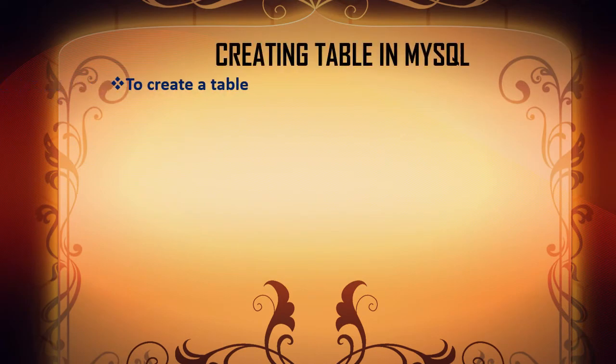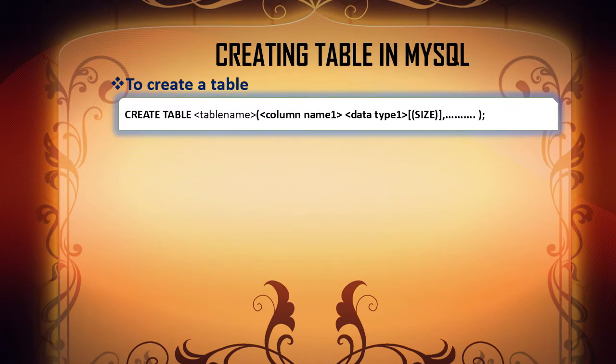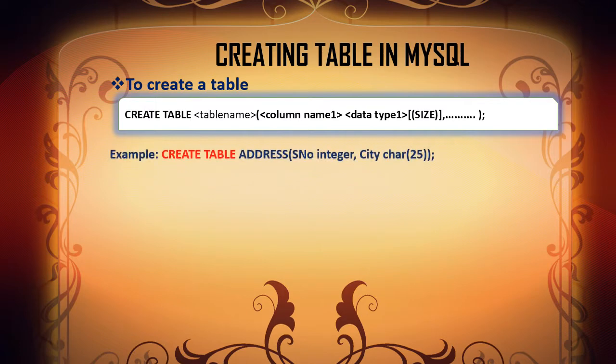Next, creating the table, use the following syntax. Create table, your table name, and next you should give the column name, data type and its size. If there is any primary key, that key also you can give after the size. For example, I create the table address with two columns, serial number and city. Serial number is integer, city is character 25.